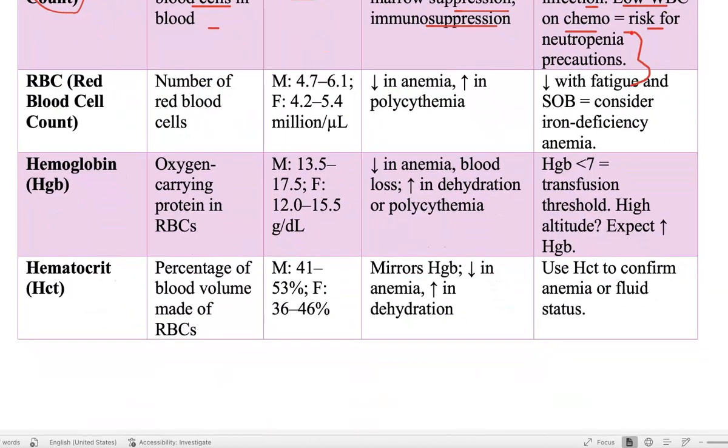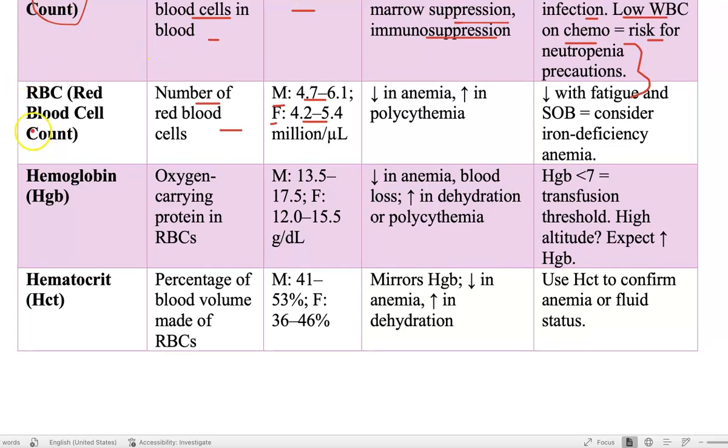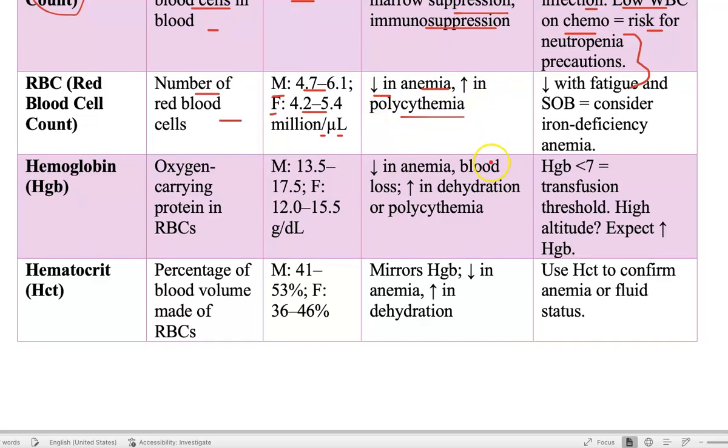Okay, now what about RBCs, red blood cells? Of course, number of red blood cells, right? In male, we expect the range to be like 4.6 to 6.1. In female, we expect it to be like what? 4.2 to 5.4. Okay, RBCs is the next thing that we're going to talk about. So in male, RBCs 4.7 to 6.1, female 4.2 to 5.4 million per microliter. If it is low, we know that is anemia. If it is high, we know it's polycythemia. Don't worry, you will get this content too.